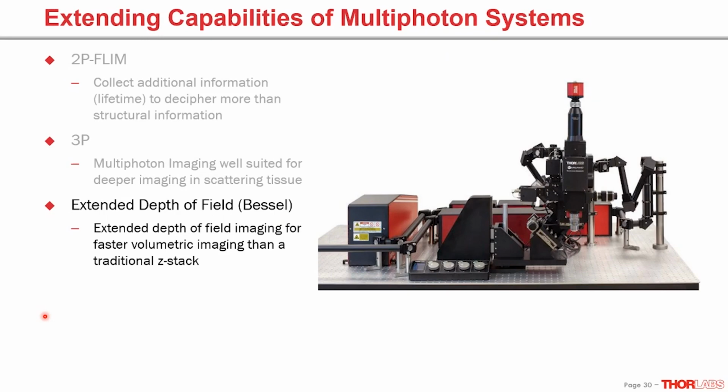Next, I'm going to move on to extended depth of field, Bessel scanning, which is really a way to get faster volumetric imaging than a traditional Z-stack.